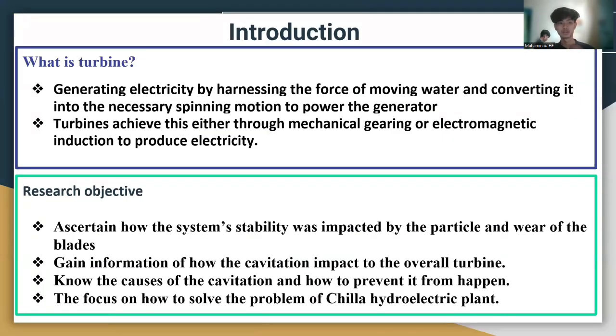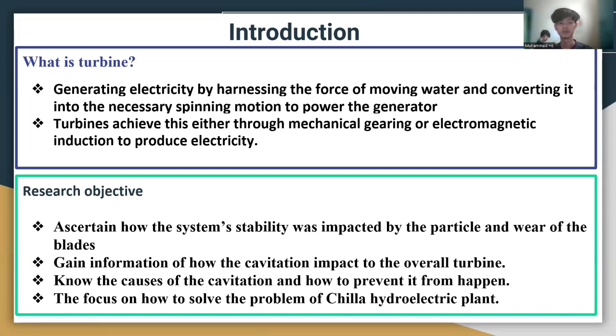So for the introduction, what is a turbine? Basically, a turbine is one of the mechanisms that generates electricity by harnessing the force of moving water and converting it into the necessary spinning motion to power the generator. A turbine achieves this either through mechanical gearing or electromagnetic induction to produce electricity.